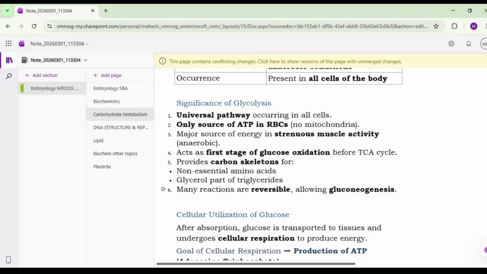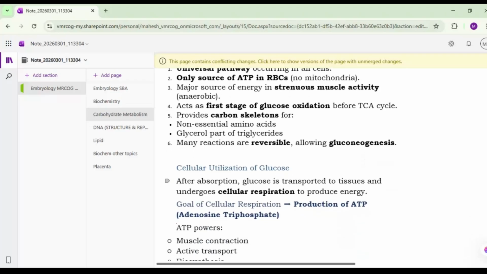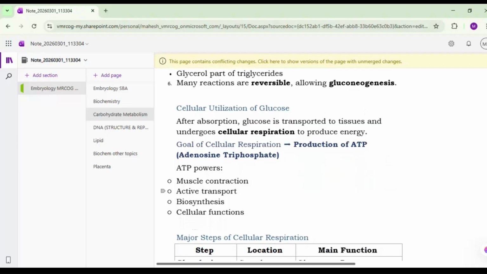So before the TCA cycle, the first stage of glucose oxidation is glycolysis. It provides carbon skeleton for non-essential amino acids as well as glycerol, a part of triglycerides. Many reactions are irreversible, allowing gluconeogenesis. So in glycolysis, there are many steps which are reversible and they will allow gluconeogenesis. Okay. Now, what happens? This is a reminder.